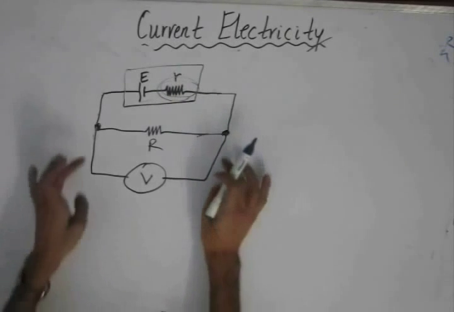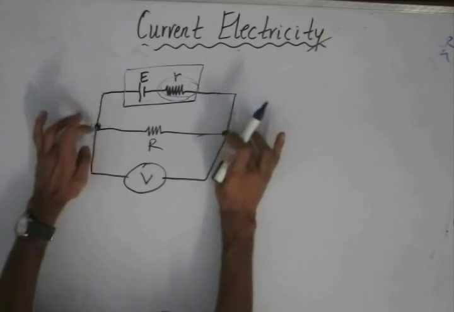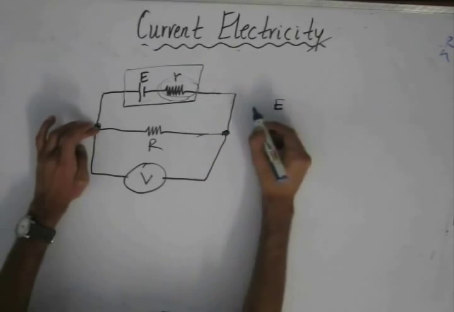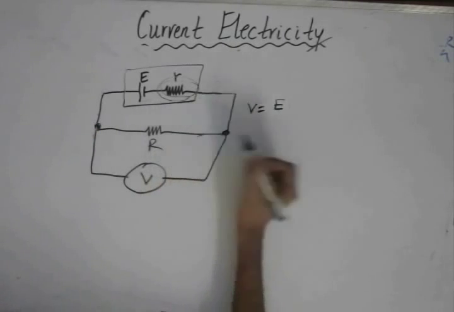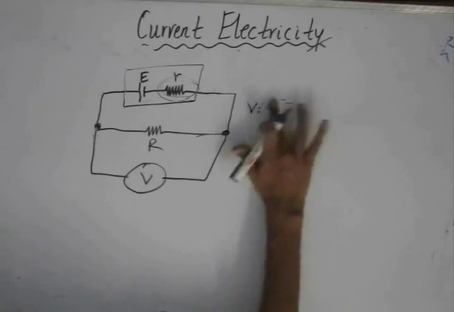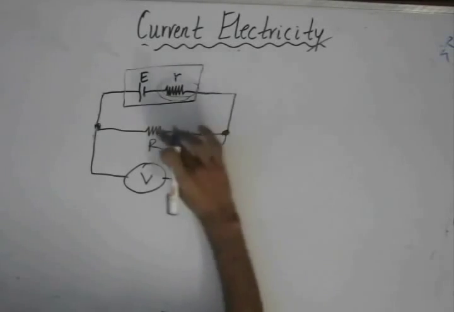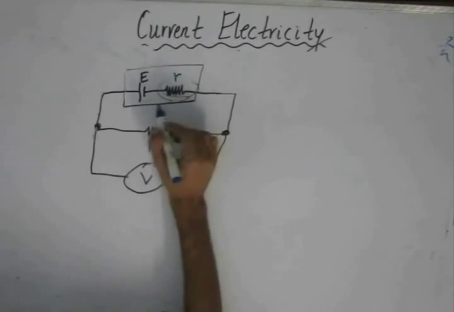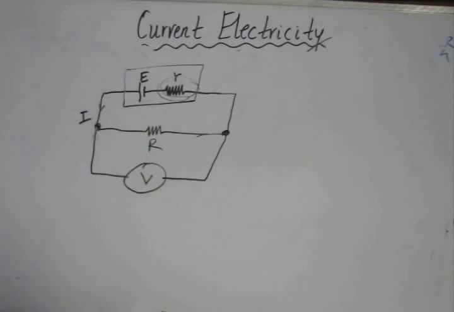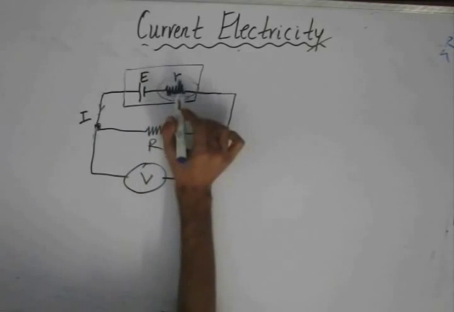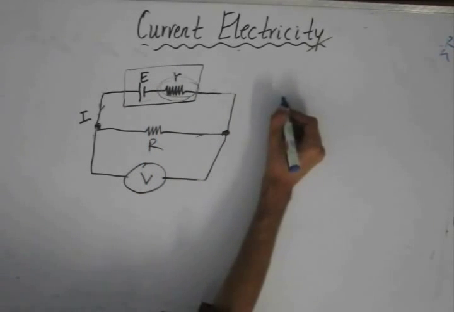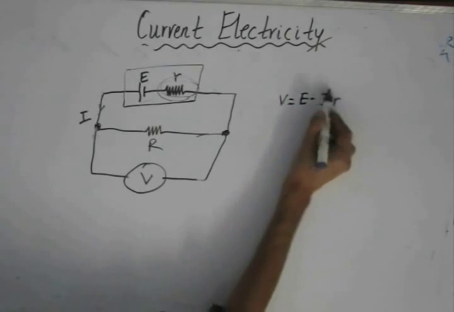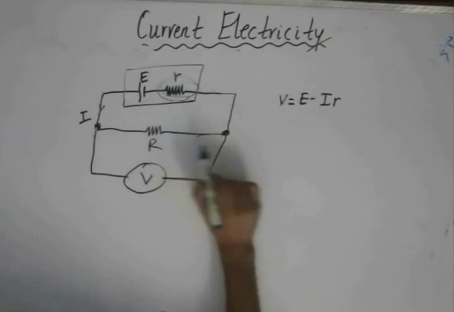So the voltage measured between the two points of the cell is not E, but something like E minus something. E represents the EMF of the cell, and R is the internal resistance. Let us assume the current passing through the circuit is I. So there is a potential drop of I into R. That means V would be E minus IR. This is the potential drop occurring across the internal resistance.